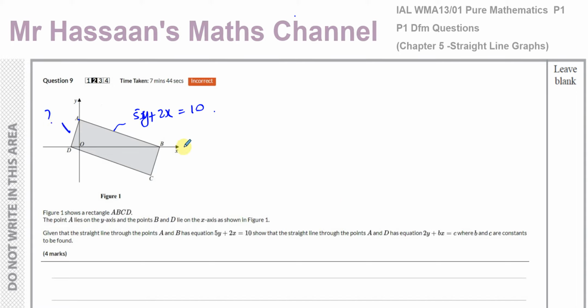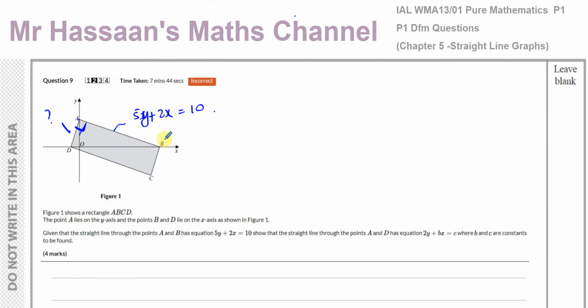We know that this is a rectangle. In a rectangle, I know that all the angles are 90 degrees. So I know that this is 90 degrees. Okay, so that's one thing that will help us, because the line we need to find, AD, is perpendicular to the line.